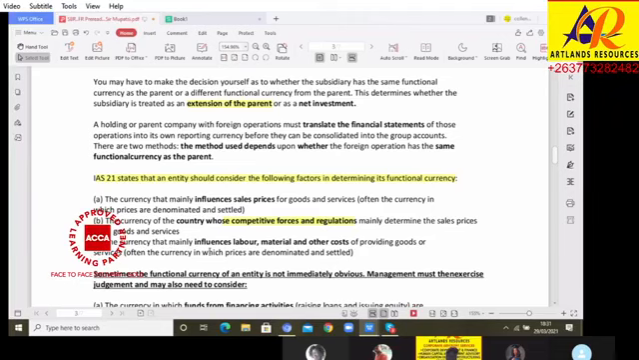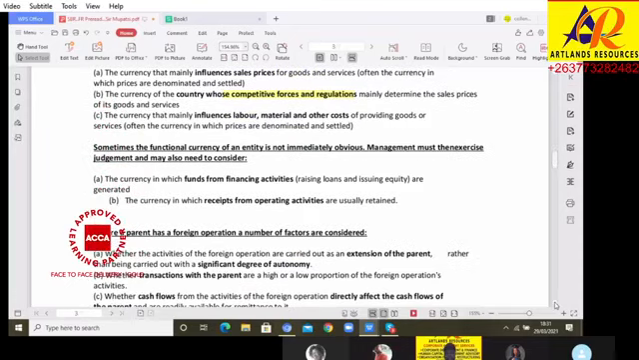So it's a lot. If this information is not enough for you to get the functional currency, you can as well use some secondary information, like the currency in which cash flows from financing, that is loans and equity, are generated. The currency in which receipts from operating activities are usually retained. In other words, the cash flows from operations are usually retained. Right?